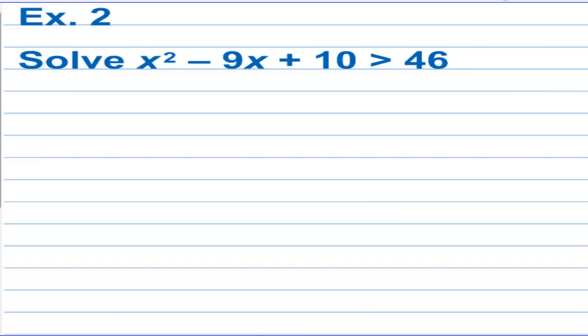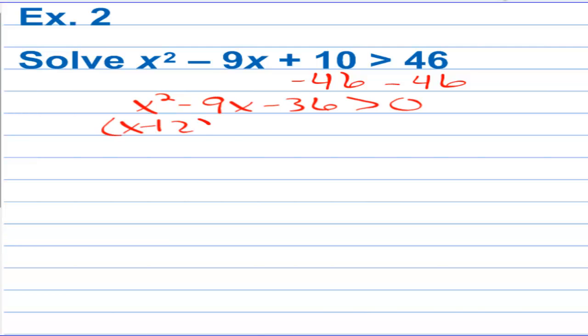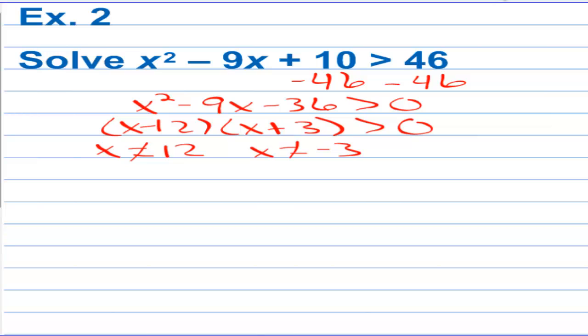Exercise 2. The first thing we want to do on this is subtract 46 from both sides. That way we can compare the left side to 0 instead of comparing it to 46. So we have x² - 9x - 36 > 0. This factors into (x - 12)(x + 3). And x cannot equal 12 because we don't have an equal to on the inequality, and x cannot equal negative 3. However, since these are zeros, this is where the function will change signs. So we want to look at these values and test in between.